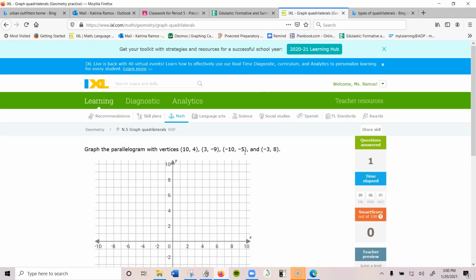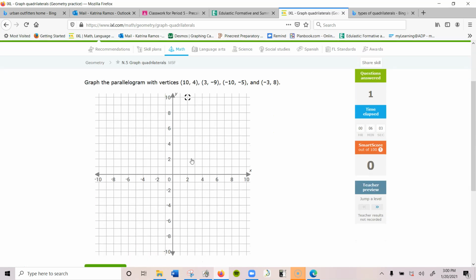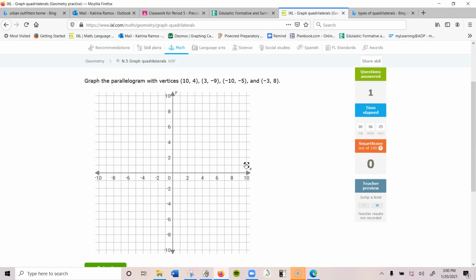Let's try that again. Okay, so we have 10, 4. So 10, 4, 3, negative 9, 3, negative 9 over here, negative 10, negative 5, so negative 10, negative 5, and negative 3, 8. Here we go.